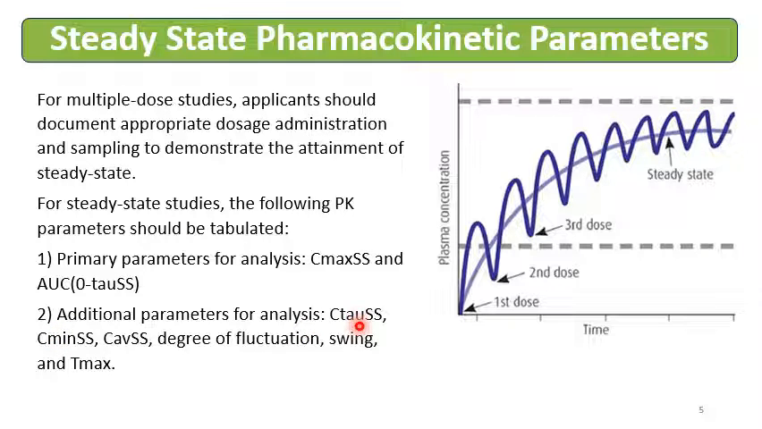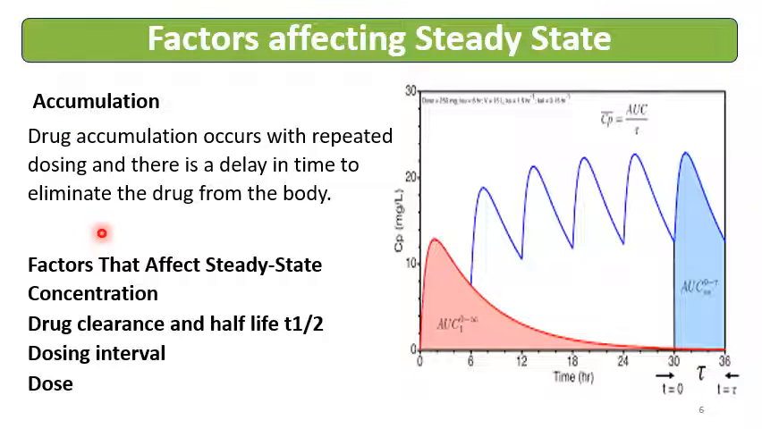Additional parameters will be C tau SS, C mean SS, C average SS, degree of fluctuation, swing, and Tmax. So these are the additional parameters, and based on these parameters, the applicant will provide the data for justification of achieving the steady state in their bioequivalence studies. Now consider the accumulation of the drug into the plasma or into the tissues or into the compartments of the body.